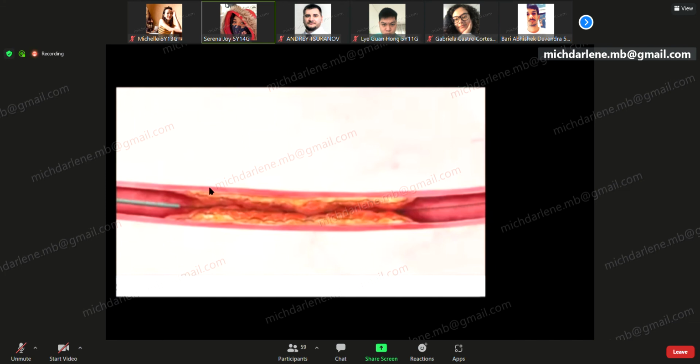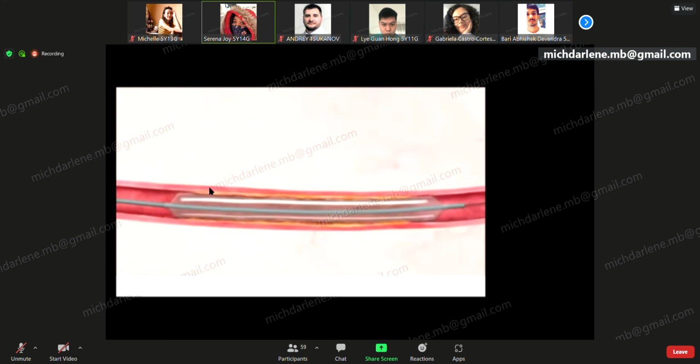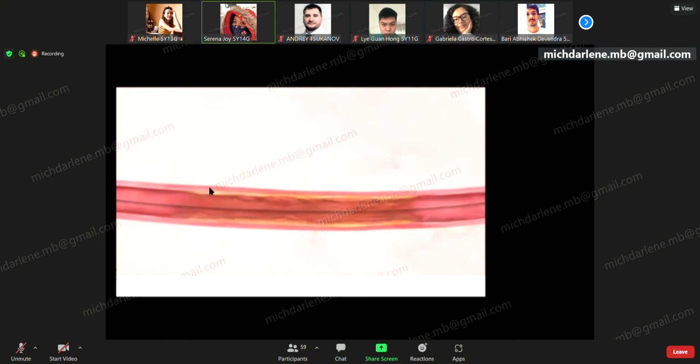Once the wire has successfully crossed the blockage, a deflated balloon is advanced over the wire to the site of the artery occlusion. When the balloon is inflated, it opens the blocked artery and restores blood flow. The doctor collapses the balloon and removes it completely. Sometimes, if the artery remains partially blocked, a stent or metal scaffold is used to keep the artery open.